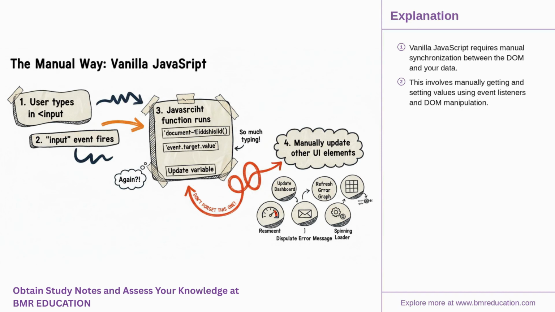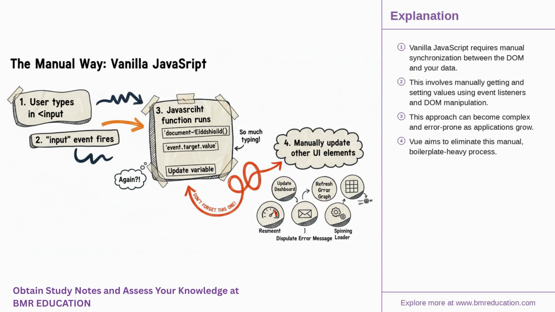Before we see the Vue magic, let's appreciate the challenge. In vanilla JavaScript, you have to manually wire everything up. You grab an element from the DOM, add an event listener, write a function to get its value, update a JavaScript variable, and then write more code to push that variable's value back into the UI. This manual process is tedious and a common source of bugs.